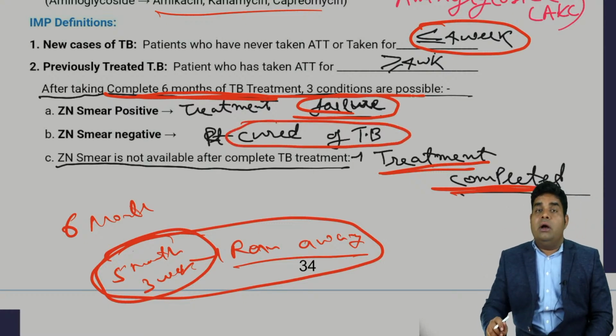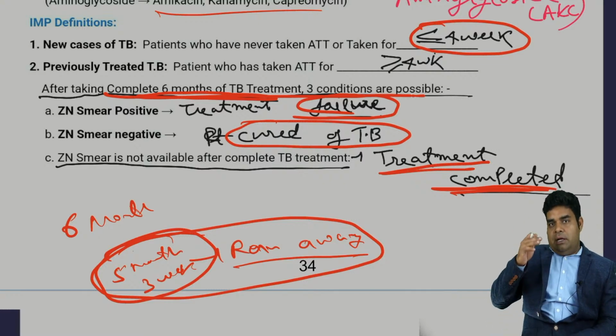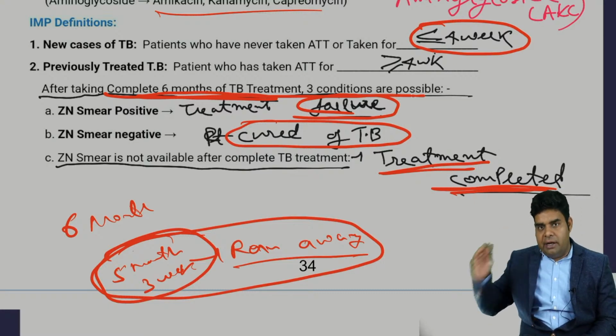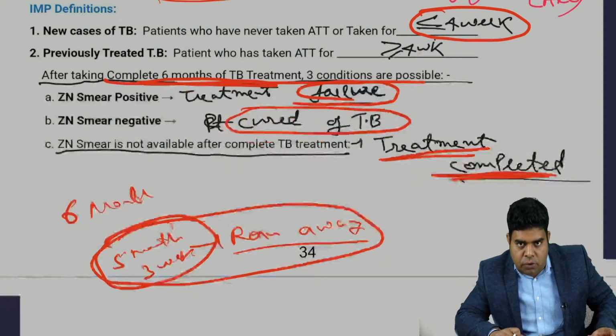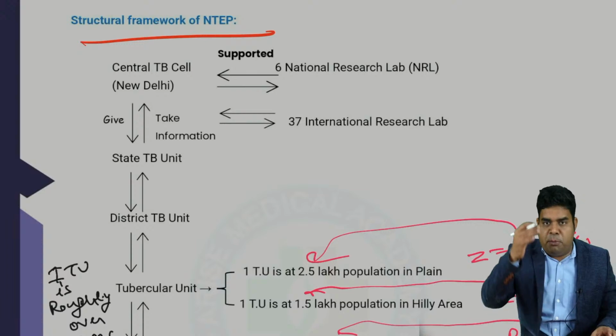So remember, lost to follow-up is when treatment is discontinued for more than 2 months. If after 6 months, no report, treatment completed. Positive report, failure. Negative report, cured. And less than 4 weeks of treatment, or no treatment, are new cases. So then we can discuss how the TB program functions in India.